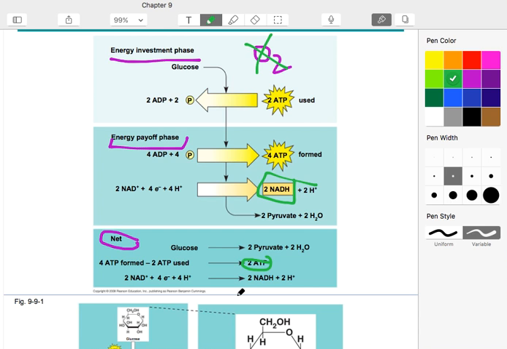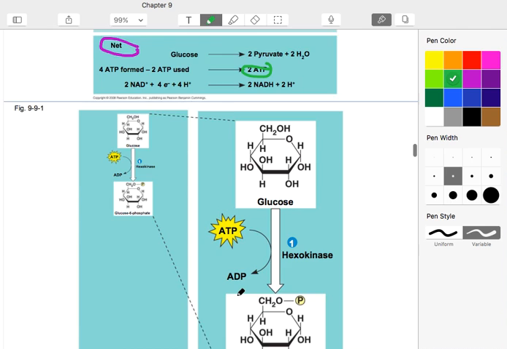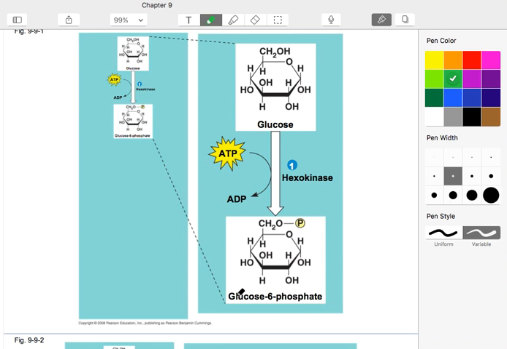Now the glycolysis I just explained is not only like that, it was very brief. The process goes stepwise, and there are many steps. For example, in the first step, glucose is converted into glucose 6 phosphate in the presence of hexokinase.